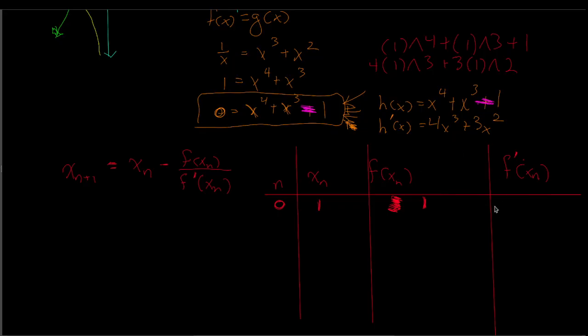At least the derivative's still the same because the constant fell off. I'm still going to enter it on my calculator so that I can scroll up to it. So I'm going to have 1 cubed plus 3 times 1 squared, which is 7. So my x sub 1 is going to be 1 minus 1 divided by 7.